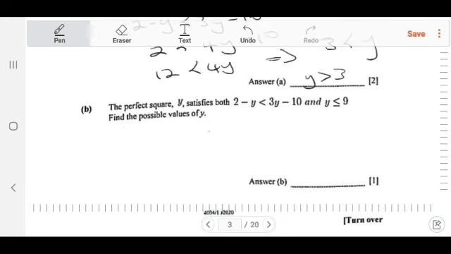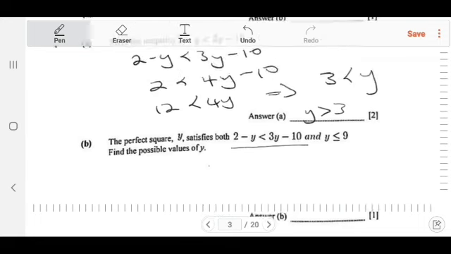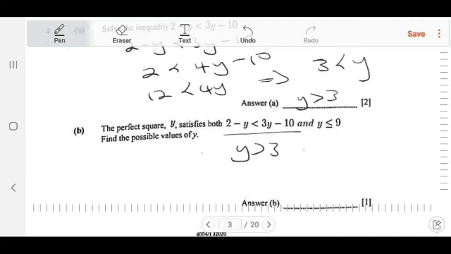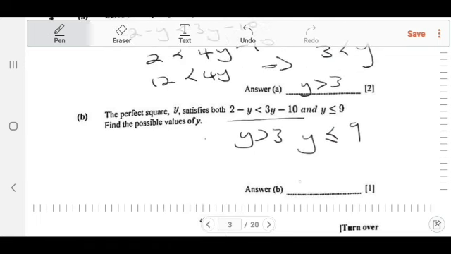Okay, now we are here. The perfect square y satisfies both this one and that one. Find the possible values of y. A perfect square is any number whose square root is a whole number, like 4, 9, 16. So here we need to solve for y. In fact, we have done that one, so we know that y is greater than 3, and y is less than or equal to 9. So which means our y is what? It is 4 and 9.